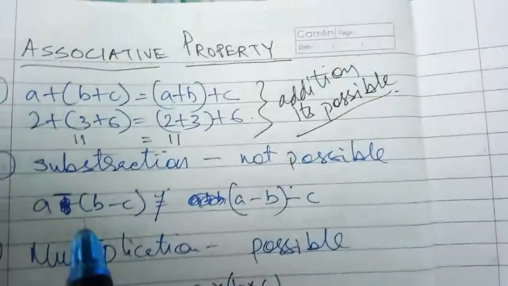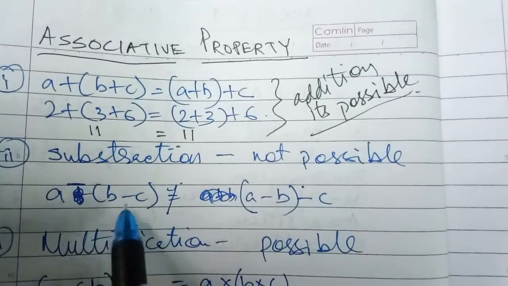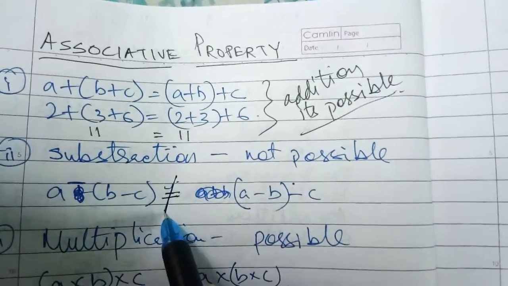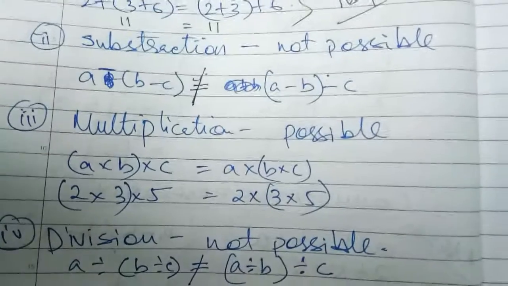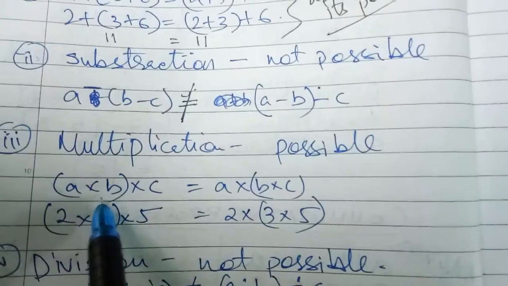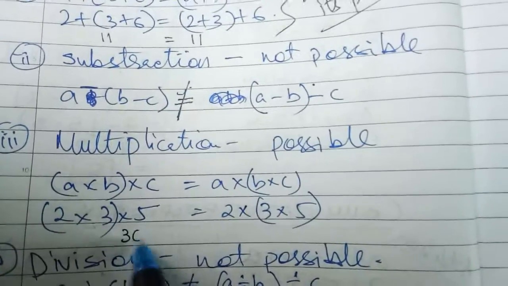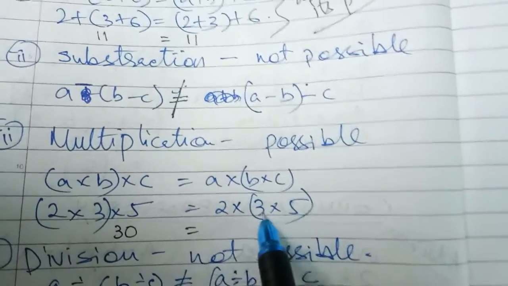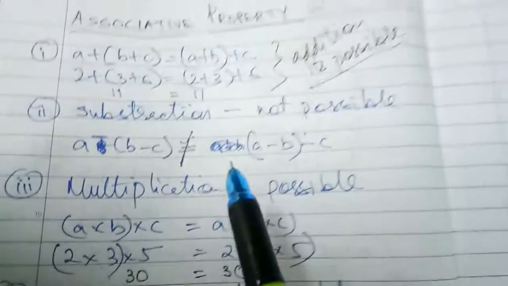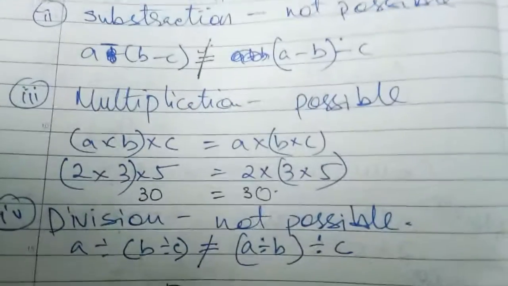Okay. Next I have written subtraction. For subtraction, I have written not possible. See, A minus in bracket B minus C is not the same as the other case, so it is given as not equal to. Okay. Next, multiplication is possible. See, A into B into C, there is pairing done in the bracket. If I do the pairing here, 6 into 5 will be 30. And if I pair this one, 3 into 5 is 15, and 15 into 2 is 30. That means multiplication and addition are possible, and division is also not possible from here.